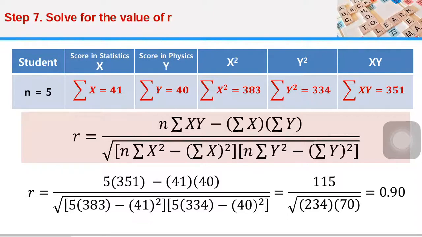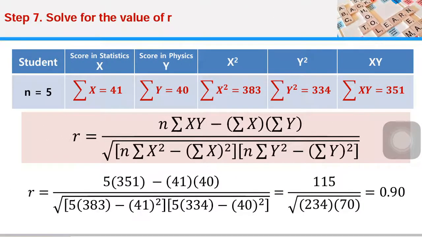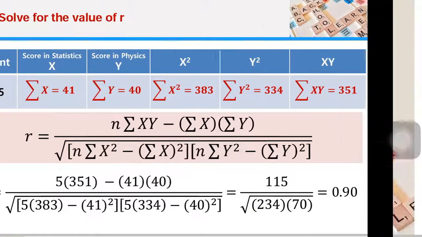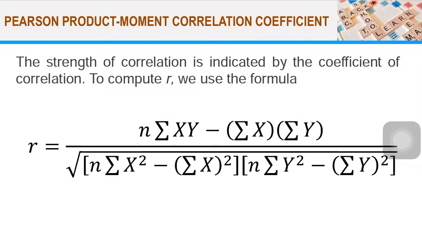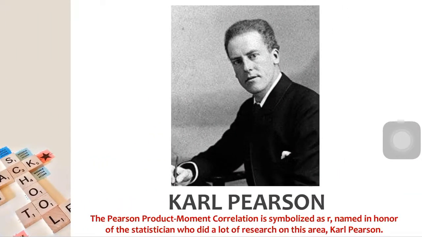Now, we interpret how to do it. The value R is called Pearson correlation coefficient. It indicates the degree of relationship between two variables. So our R will tell us of the strength and the direction. By the way, this is a formula that we have used a while ago, and it tells us the strength of the correlation in computing the R. It is symbolized as R.